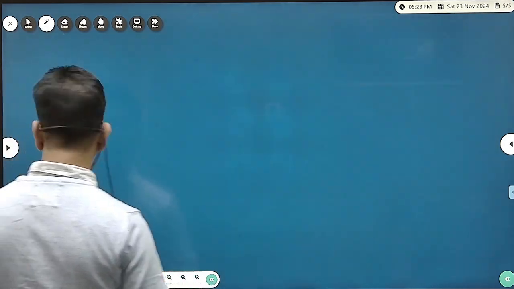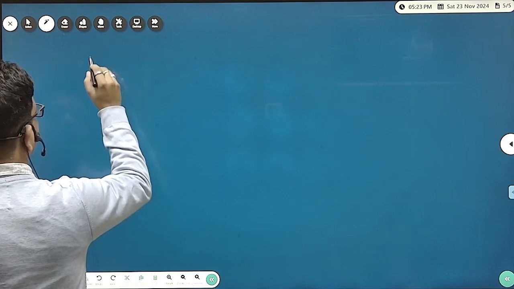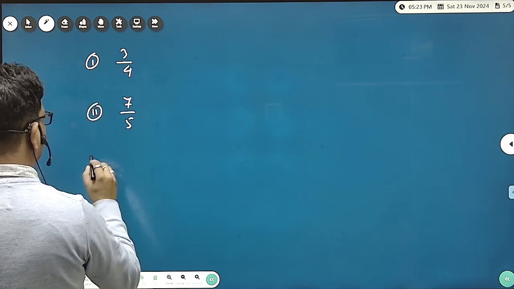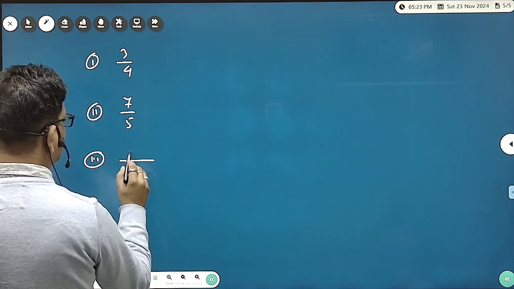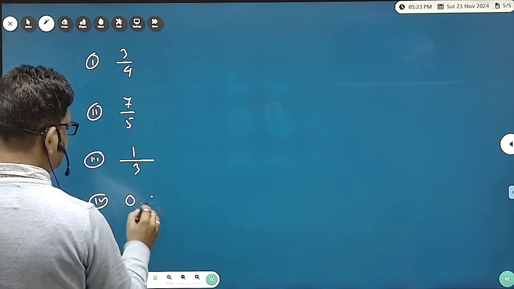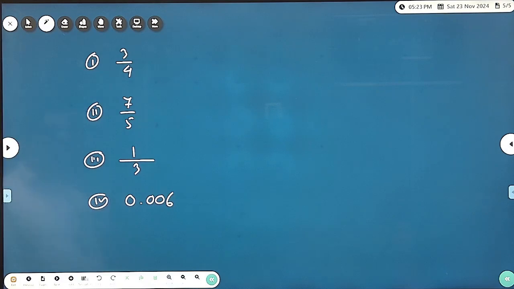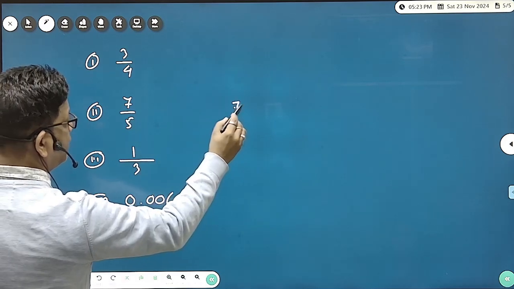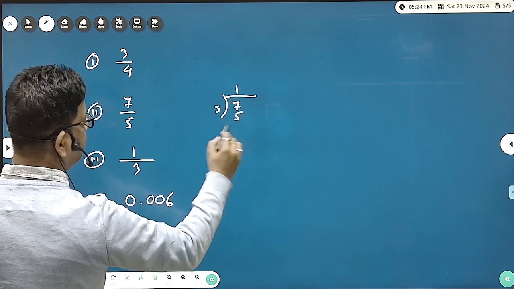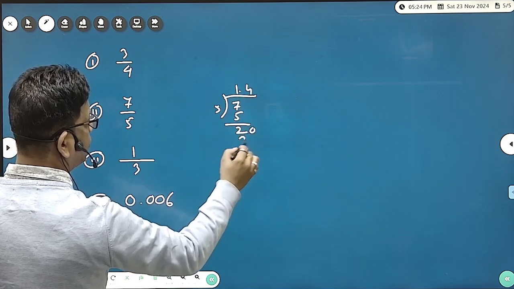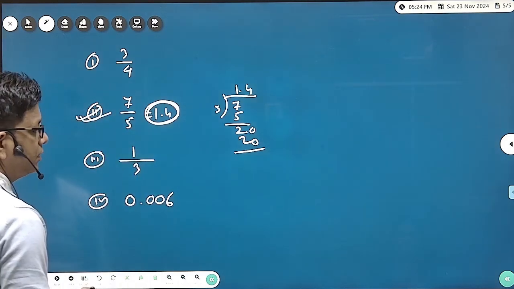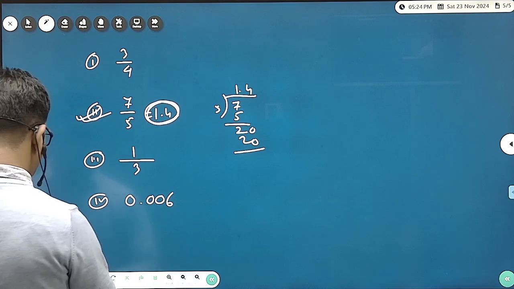So we have some questions in the school syllabus. I just don't have to write it. Just see: number 1, 3/4; number 2, 7/5; number 3, 1/3; number 4, 0.006. Which one cannot be a probability here? Your options might also come like that. Which one cannot be a probability? Number 2. The reason is, if you divide 7/5, 5 ones are 5, then 2 point, what is that? 1.4. Is it more than 1? More than 1, so it cannot be a probability. Done? Is it okay? So this type of question is there in the syllabus.